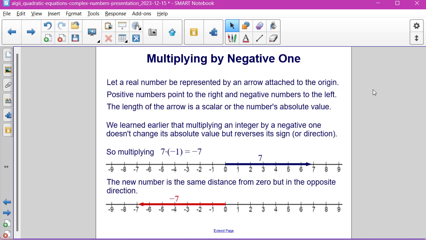Let a real number be represented by an arrow attached to the origin. Positive numbers point to the right and negative numbers point to the left. The length of the arrow is a scalar, or the number's absolute value, or the distance that it covers. We learned earlier that multiplying an integer by negative 1 doesn't change the absolute value, but instead reverses its sign or its direction. So if we multiply 7 times negative 1, we take the arrow and we flip it. The new number is the same distance from 0, but in the opposite direction.